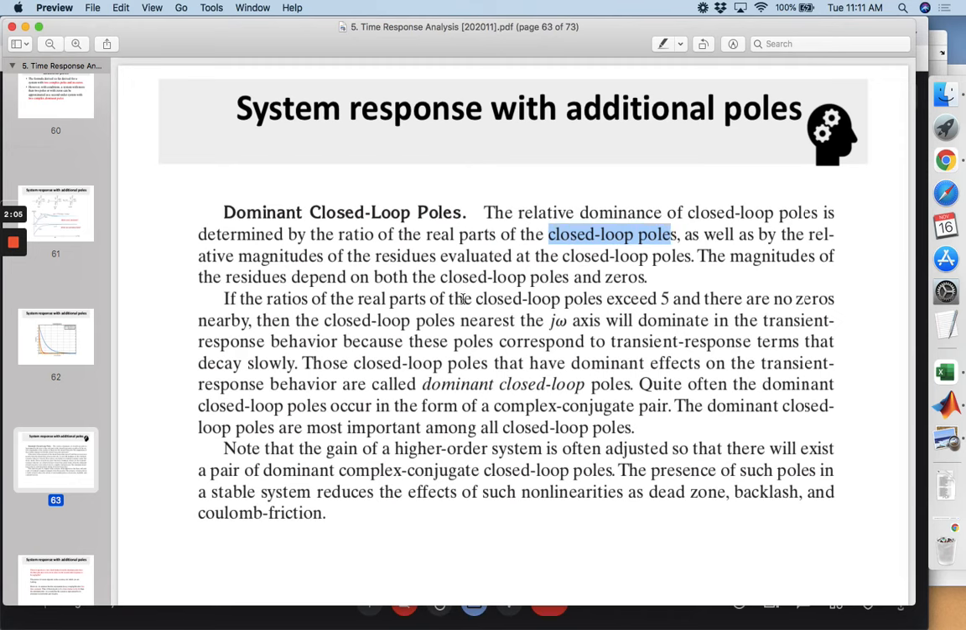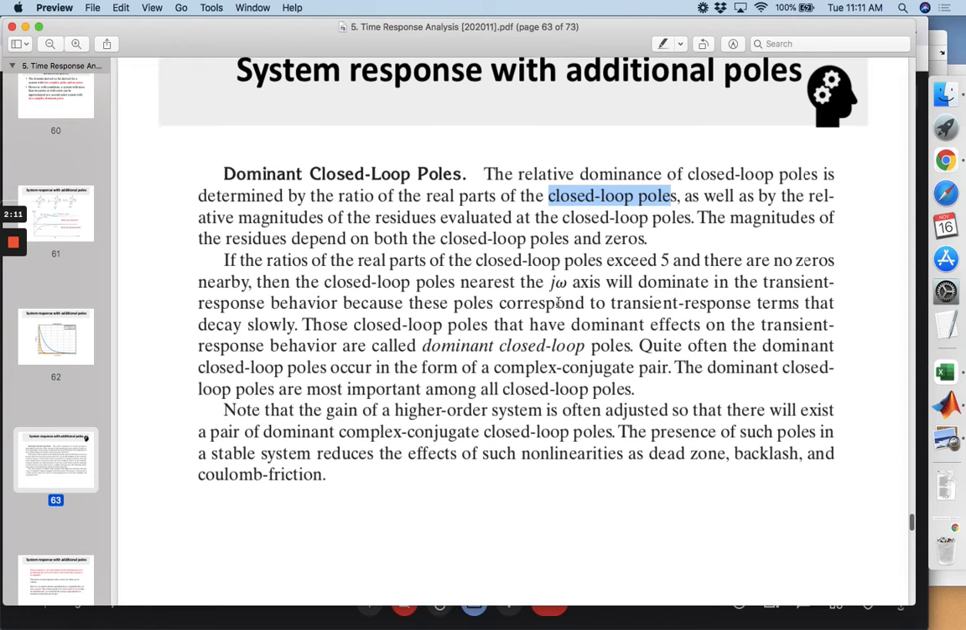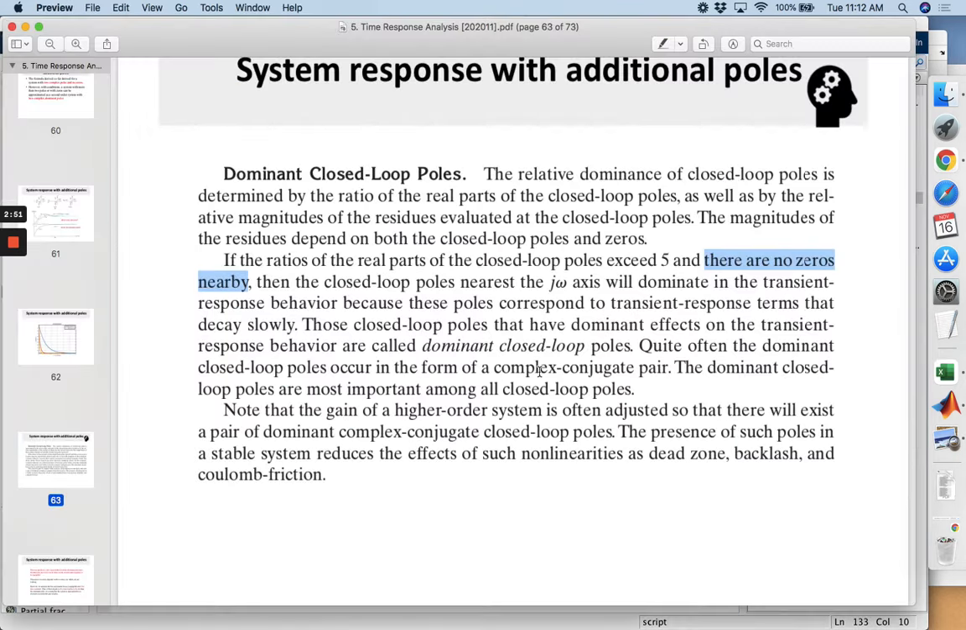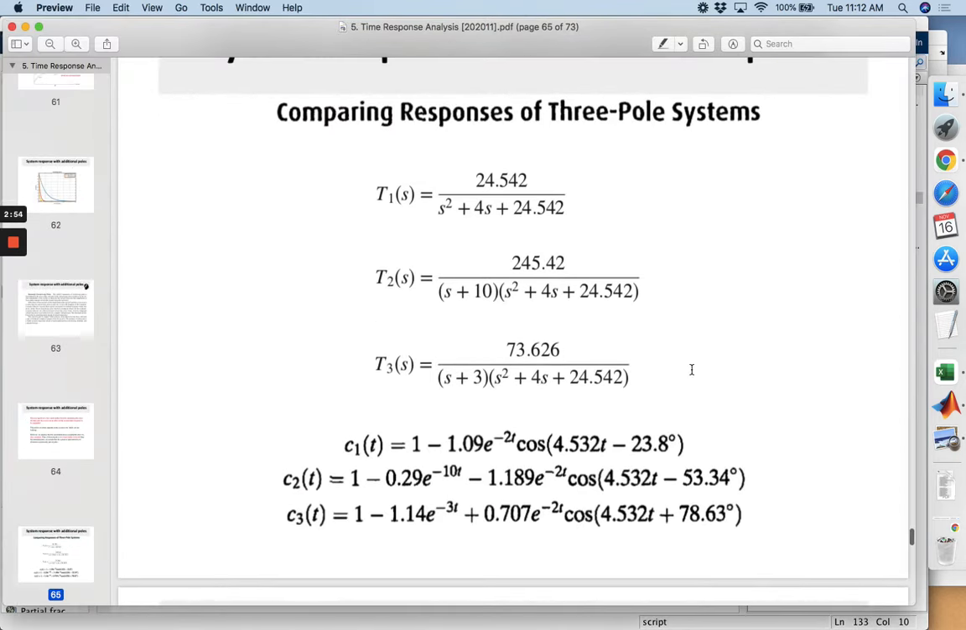The magnitude of the residue depends on both the closed loop poles and zeros. So we can say that if the ratio of the real parts of the closed loop poles exceeds 5 and there are no zeros nearby, then the closed loop poles nearest the j omega axis will dominate in the transient response behavior. So let's say we have a system; I use this example, comparing responses of these systems.